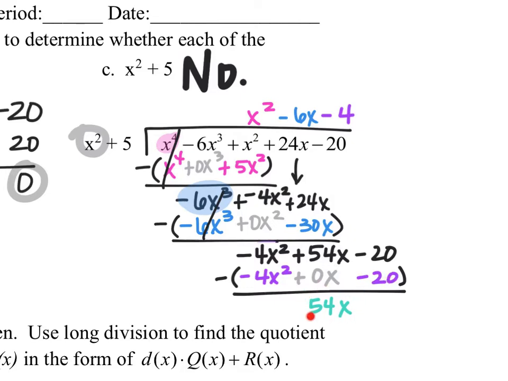We have a remainder of 54x. If x squared plus 5 was indeed a factor of the dividend, the remainder would be 0. Since the remainder is not 0, x squared plus 5 is not a factor of the original given polynomial.